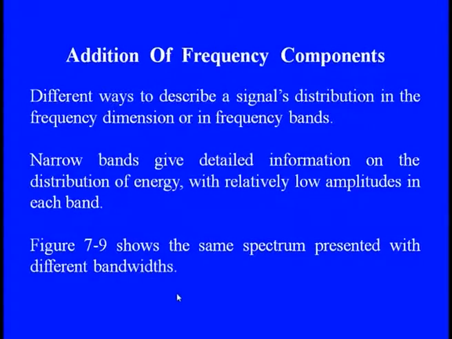Now in another section we are going to discuss the addition of frequency components. There are various ways through which we can describe the signal distribution in the frequency dimension, or in the frequency bands. When we are talking about narrow bands, they give detailed information on the distribution of energy, with relatively low amplitude in each band. So the narrow bands discretize all this information, showing how the distributions are at those lower amplitudes.